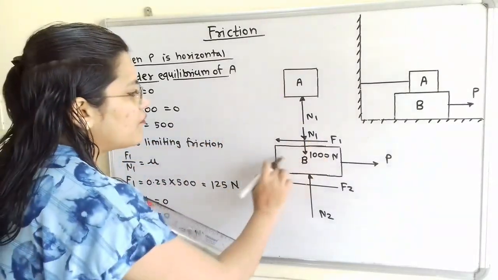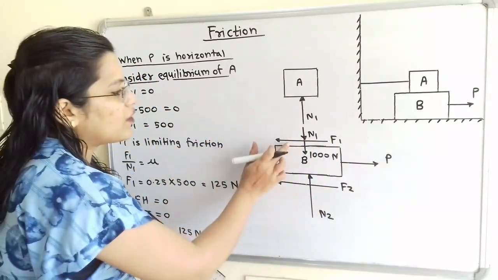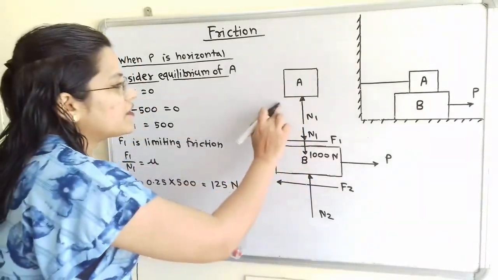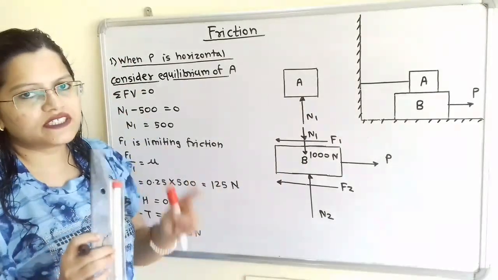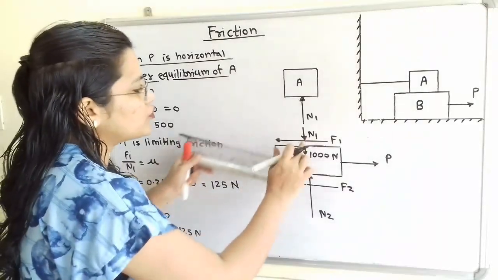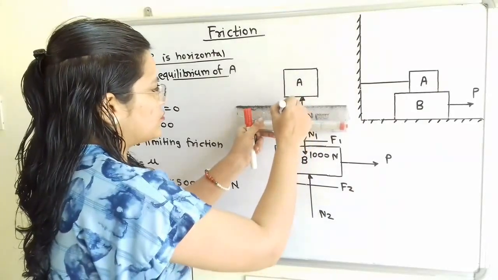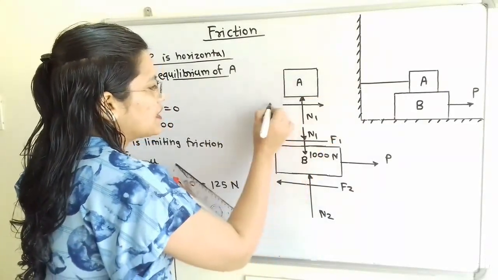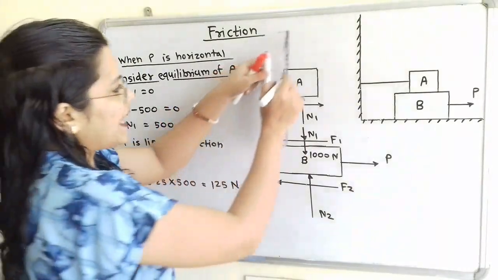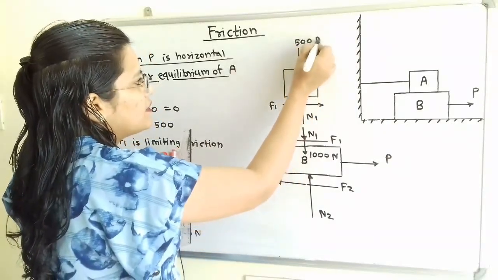Now this frictional force related to block B is in the opposite direction, and now this upper surface is in contact with lower surface. So here also frictional force develops, which is the magnitude is same but direction is opposite. So we have to show same frictional force F1 but we have to show opposite direction. So here F1 towards the right hand side. Then weight of this block A. So weight always acts in vertically downward direction and it is equal to 500 Newton.